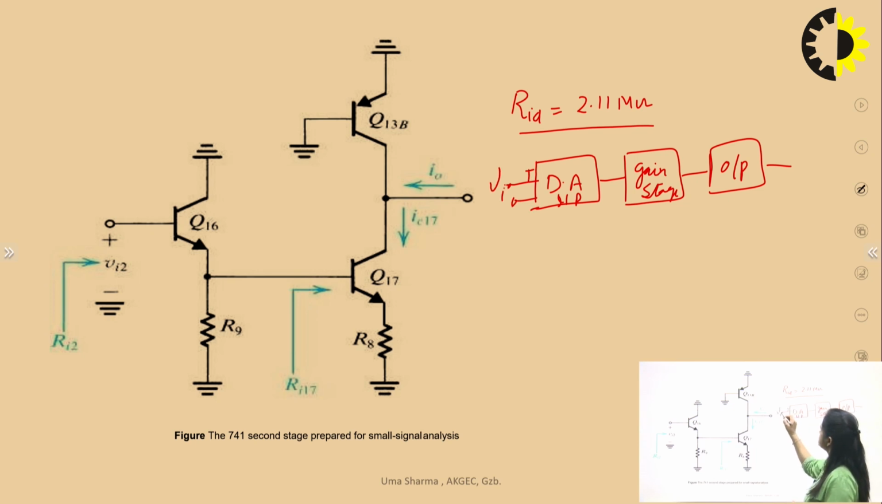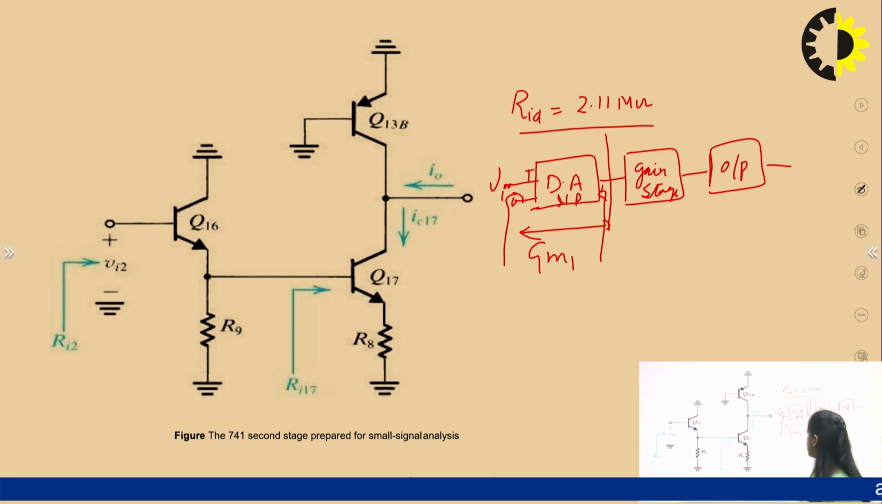We have seen that Vi is applied at the input of differential amplifier. This circuit we have already studied, and we have calculated input impedance, we have calculated output impedance, and we have already calculated GM1. So, till now we have done the analysis in my previous lecture. Now, we have to do the analysis of this gain stage or second stage or intermediate stage.